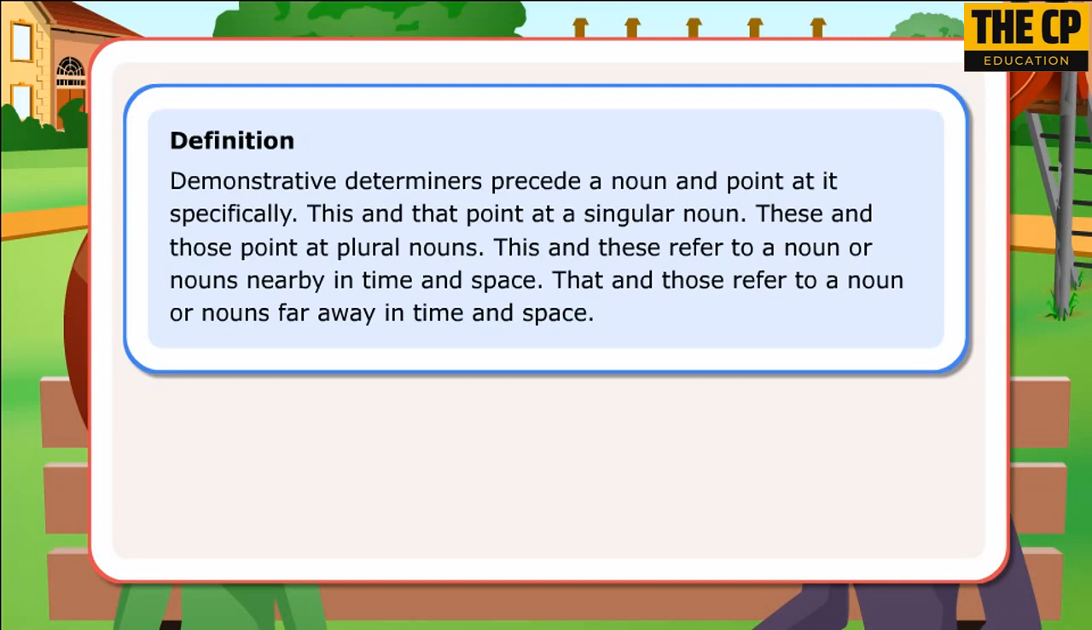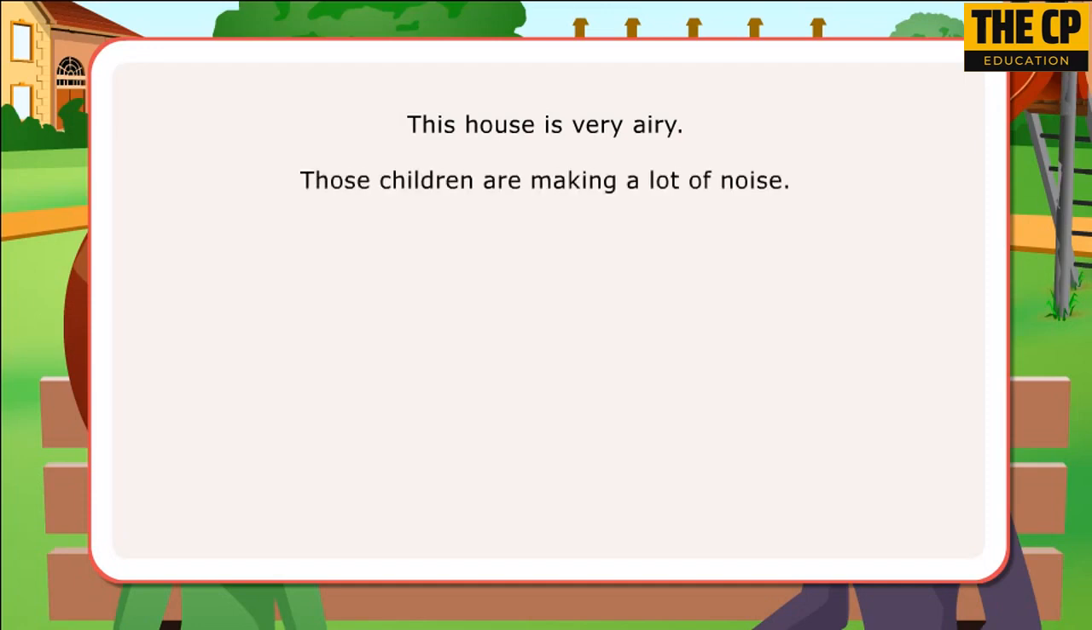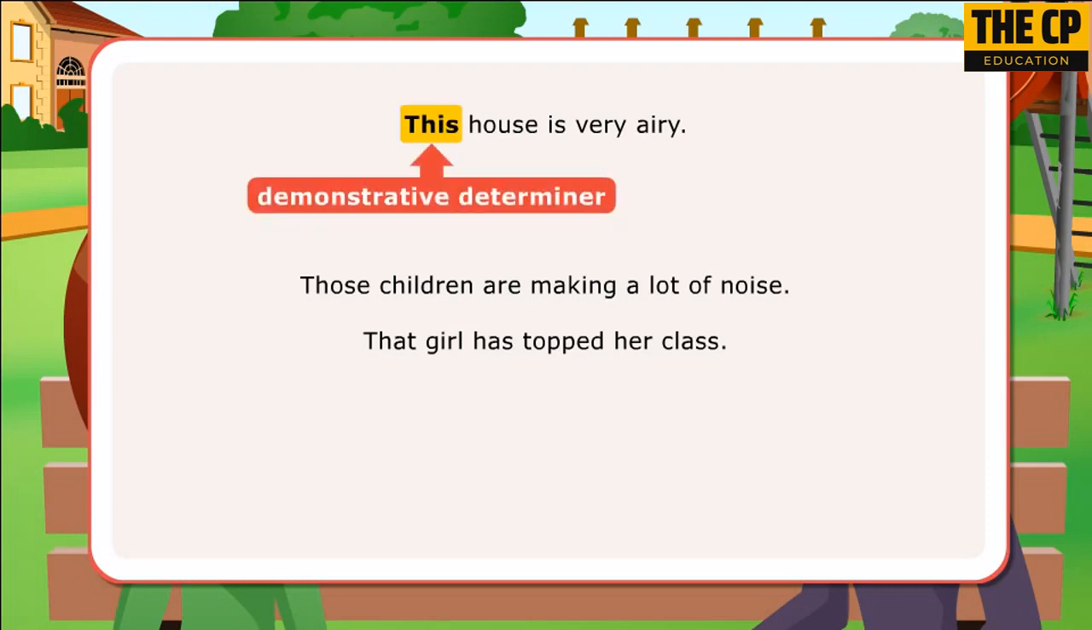Let us look at a few sentences. This house is very airy. Those children are making a lot of noise. That girl has stopped her class. In the first sentence, this is a demonstrative determiner as it points towards a particular house close by.